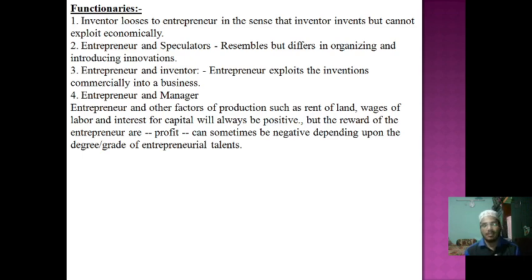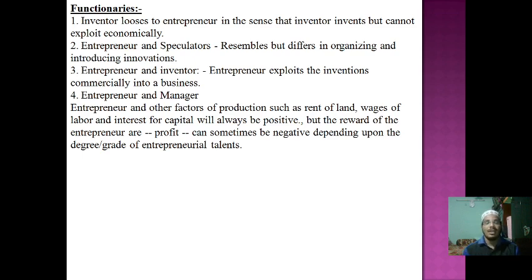Entrepreneurs will divide that amount of economy and investment to the owner to develop or to produce a good kind of product. Entrepreneurs and speculators resemble each other but differ in organization and in introducing innovation. These are two persons who are similar, but they work in different organizations to introduce new ideas.